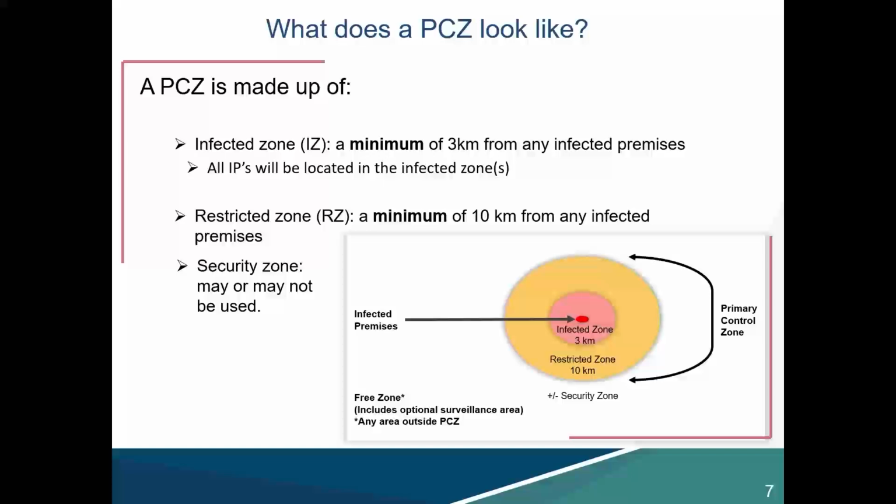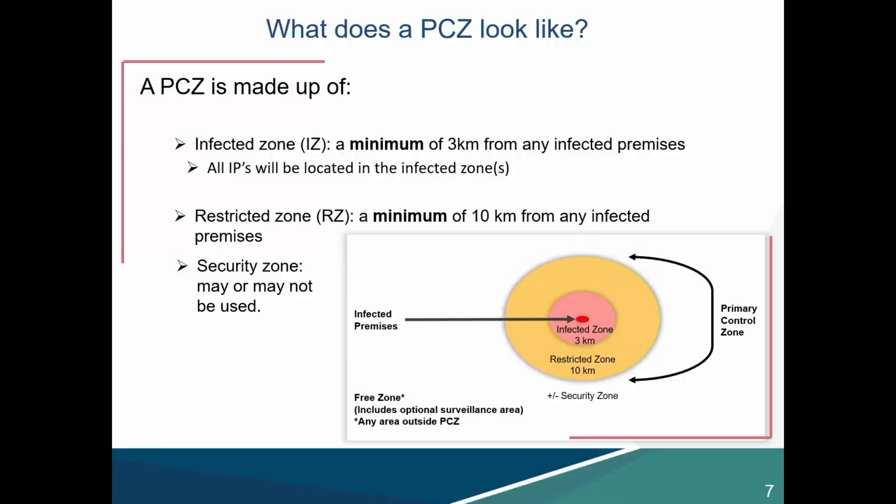So the PCZ, you look at it here, is an infected zone surrounded by a circle with a radius of a minimum of 3 kilometers. Depending on certain factors, we can go beyond 3 kilometers, but there's always a minimum of 3 kilometers, and this zone is the infected zone. Directly around it, there's the circle which is a restricted zone, which is a minimum of 10 kilometers from any infected premises.